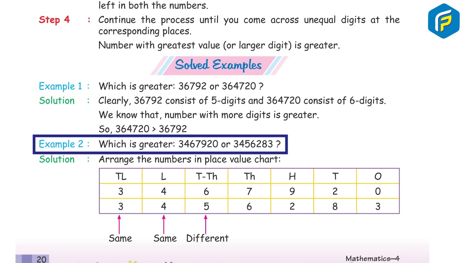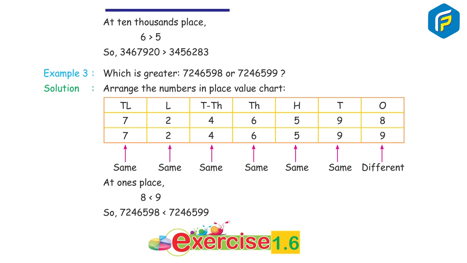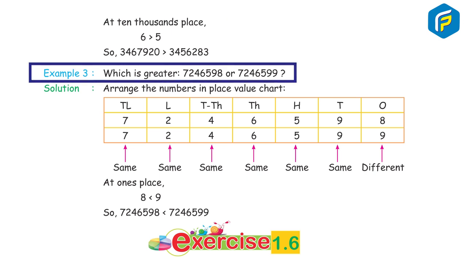Example 2. Which is greater? 34,67,920 or 34,56,283? Solution. Arrange the numbers in a place value chart. At the 10,000s place, 6 is greater than 5. So, 34,67,920 is greater than 34,56,283.